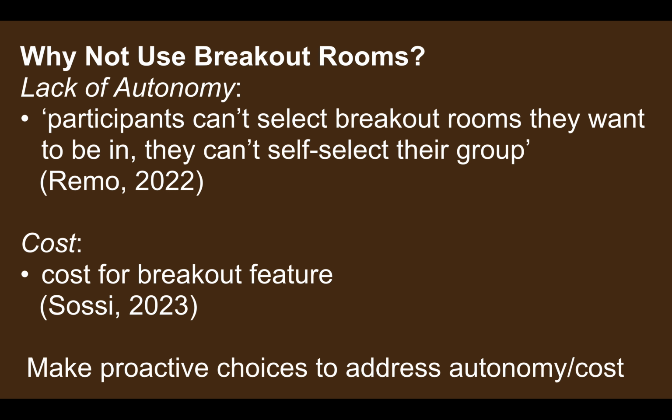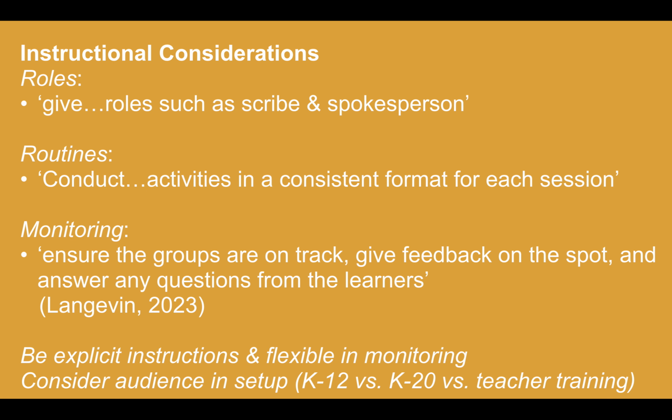So if cost is a problem and you still want to do breakout rooms, it can be really difficult, and it can be a cost for a breakout feature. As a result, I'd suggest to make proactive choices to address this autonomy issue and cost. For example, for the autonomy, you could figure out what these groups are, maybe elicit student and participant ideas if they know each other, and then go from there, so they have some autonomy.